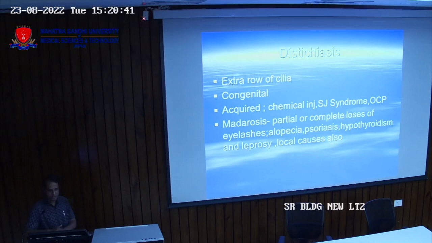Another term is distichiasis. There is an extra row of cilia. It may be congenital or acquired. Acquired causes include chemical injuries, Stevens-Johnson syndrome, and ocular cicatricial pemphigoid. Another term, madarosis, is partial or complete loss of eyelashes in conditions like alopecia, psoriasis, hypothyroidism, and leprosy, and local causes.